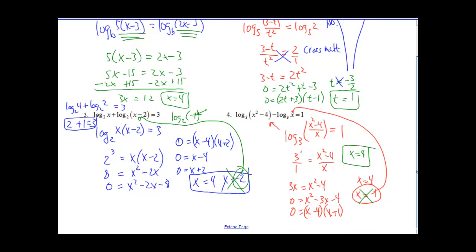For 4, we have two logs on the left-hand side. Combine them with division. We get log base 3 of (x squared minus 4) divided by x equals 1. Notice you have one log. Rewrite it as an exponential equation. So the answer is base 3 to the first equals x squared minus 4 divided by x. Again, make the 3 a fraction, 3 over 1, cross multiply, and get another quadratic. Your answers end up being 4 and negative 1. The negative 1 makes a negative log, so the answer is 4.